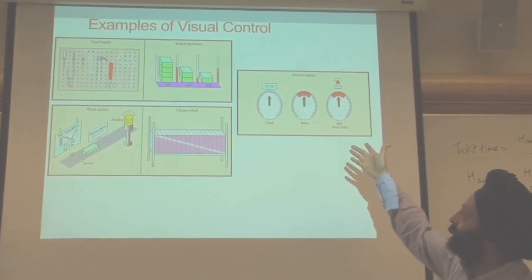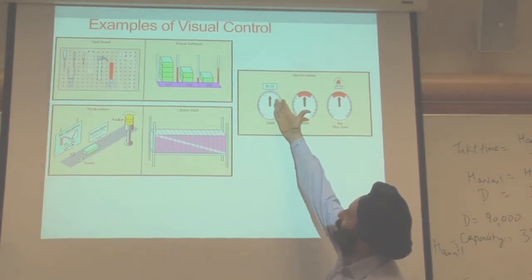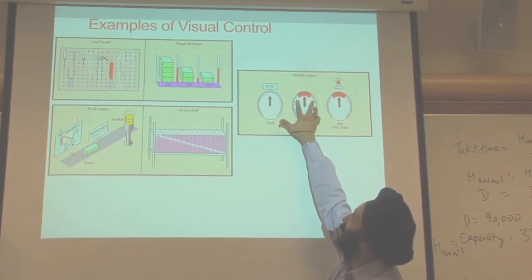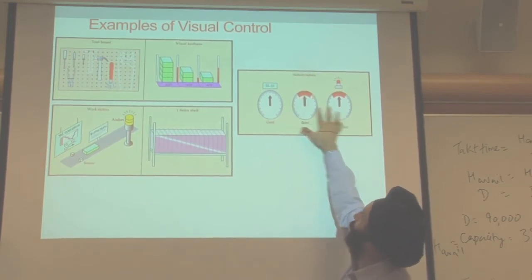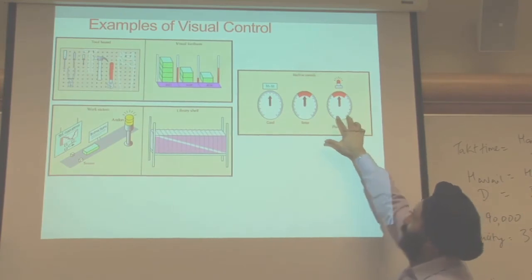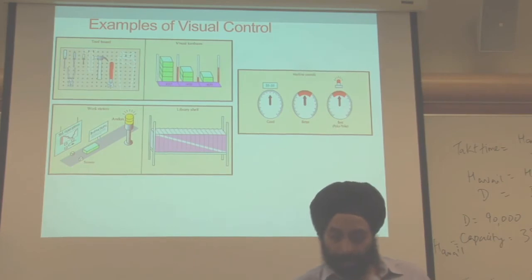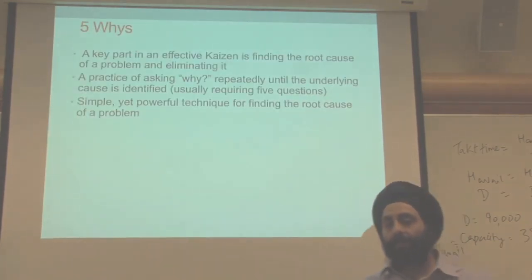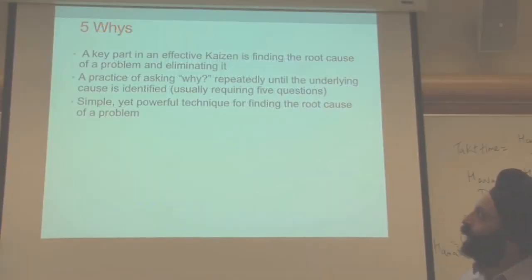Other examples of machine control. You can read the dial and say, oh, it's between 30 and 50. But it's better to pre-indicate exactly what the danger zone is. And the third one, the best, is Poka-yoke, which not only tells you visually where things are, but also turns on a light if it reaches that point. Another very valuable tool is the 5 whys, as explained by the textbook. A key part of effective Kaizen is to keep brainstorming as to why it happened.